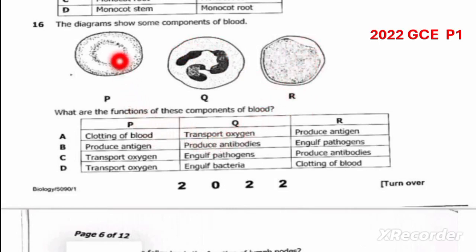So the function of red blood cells is to transport oxygen. The function of phagocyte is to fight against foreign bodies, pathogens, by engulfing. Then the function of lymphocyte is to produce antibodies and antitoxins. Okay, so therefore our correct answer is C.